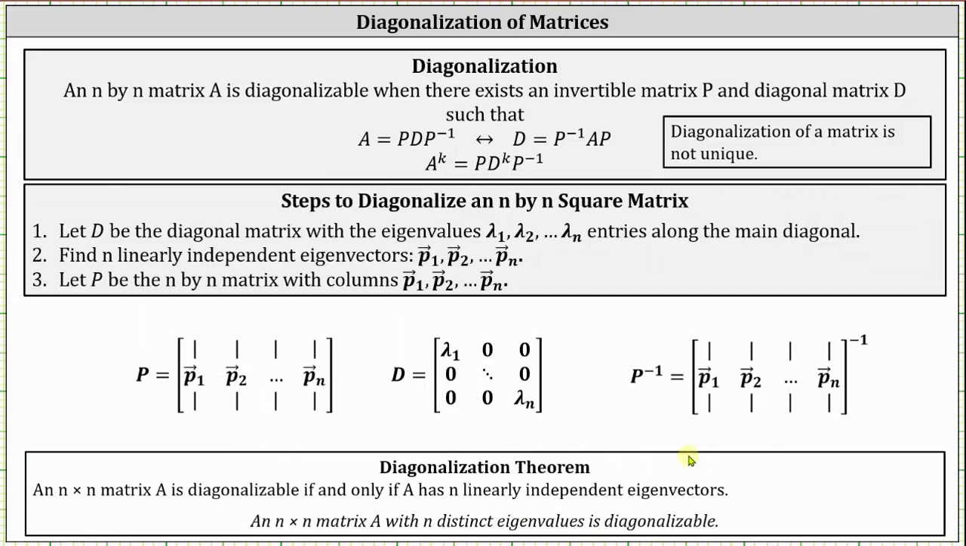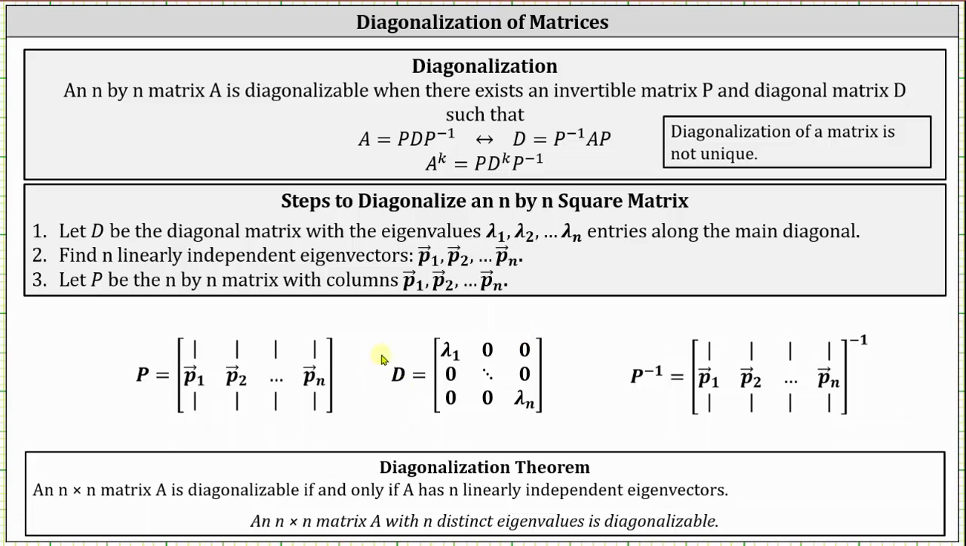And now let's talk about the steps to diagonalize an n by n square matrix. Step 1, let D be the diagonal matrix with the eigenvalues lambda sub 1 through lambda sub n as entries along the main diagonal. Step 2, we find n linearly independent eigenvectors, which we'll call the vectors p1 through pn. And then we let matrix P be the n by n matrix with columns formed using the eigenvectors.